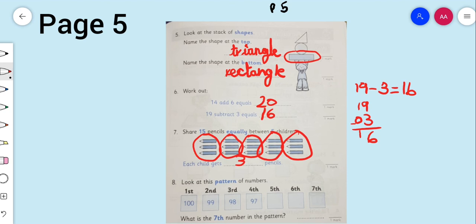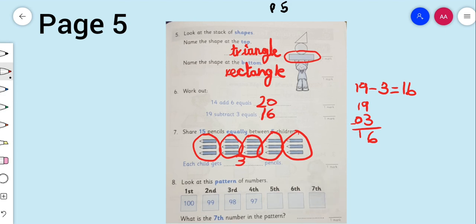Okay, now let's go to question number 8. It says, look at this pattern of numbers. The pattern is, first place it goes 100, then second place it goes 99, then 98, then 97, and we have to fill in this. It says, what is the 7th number in the pattern? So the 7th number is here. So to find out the 7th number, we need to find out what the 5th and 6th number is too.